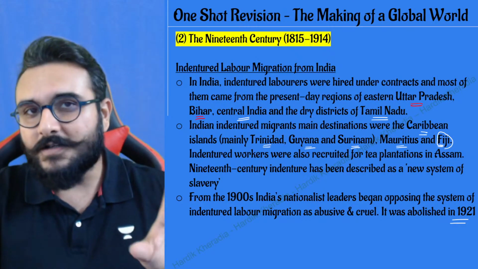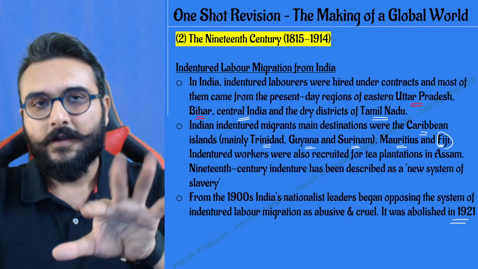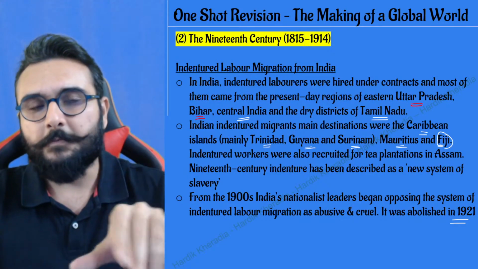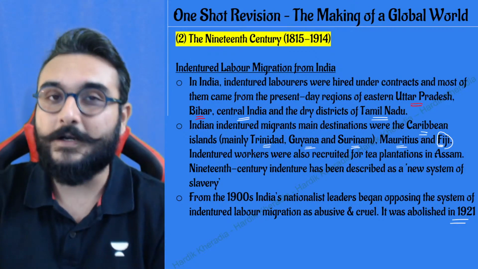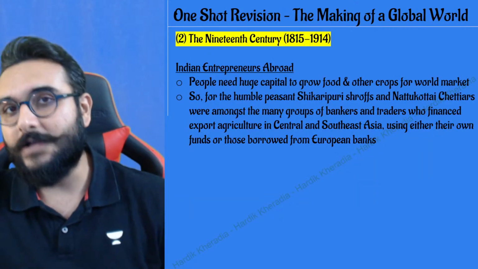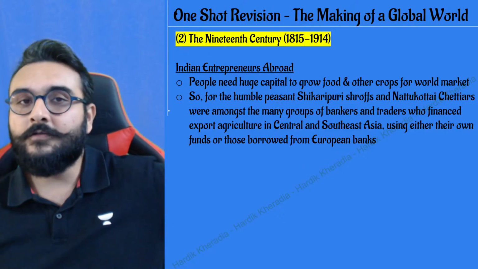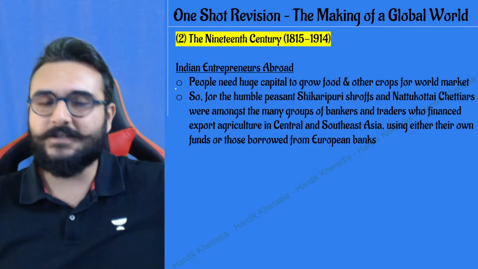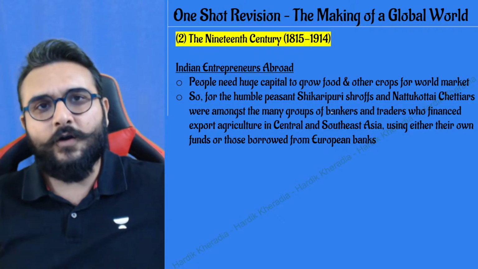So, are you understanding how colonization started, it destroyed people, and then people started going somewhere else as indentured laborers in the hopes of a better future, but it did not actually happen that way mostly. Now, there were a lot of Indian entrepreneurs abroad, yes. Indians suffered, yes, but there were some Indians who were extremely rich and they did not suffer. They earned a lot of money.